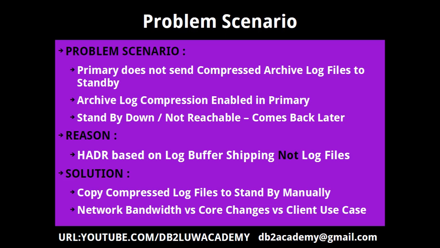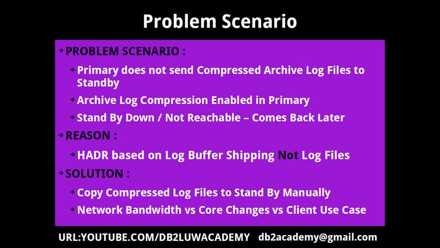This slide talks about the problem scenario, the reasoning, and the solution behind that. The problem scenario is I have a HADR setup up and running fine, and in the primary I have enabled archive log compression. So instead of a typical default 4 MB log file in the archive location, I'm going to find only 200 KB or 180, 190 KB like that because of the compression.